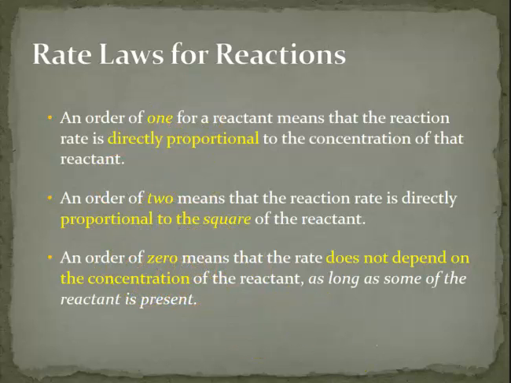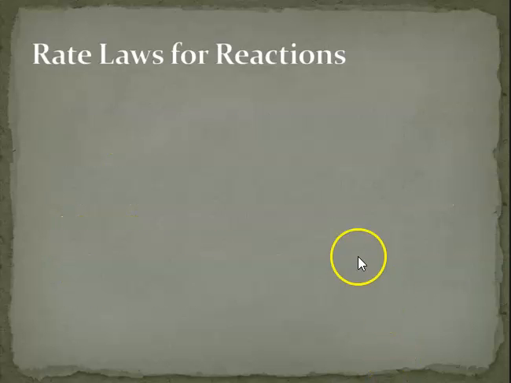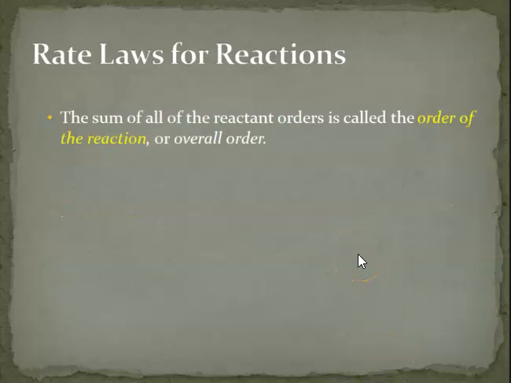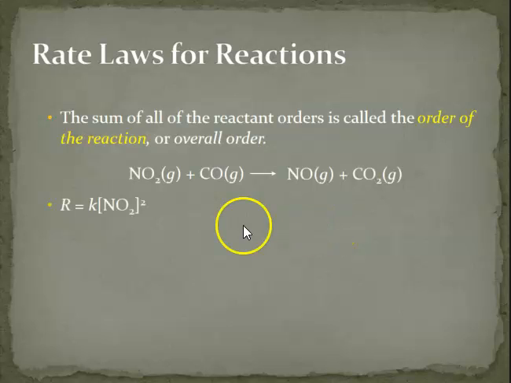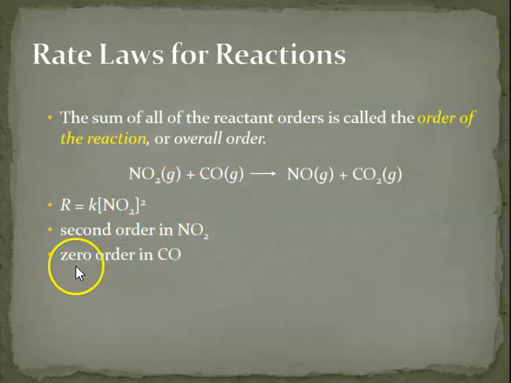All right, let's see what else we got going here. We'll stop on this slide. So when I add up all of the orders, it gives me the overall order of the reaction. All right, so let's say I have this: NO2 plus CO goes to NO and CO2. Here's my experimentally determined reaction rate, the rate law. So rate equals rate constant times NO2 squared. All right, we see from this, it's second order in NO2. All right, it's 0 order in CO.